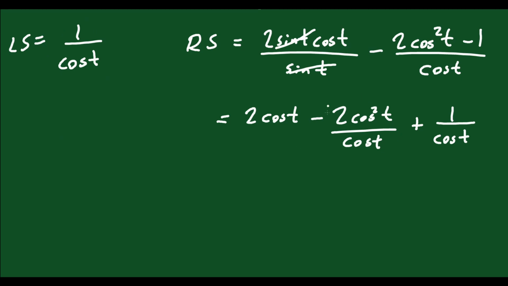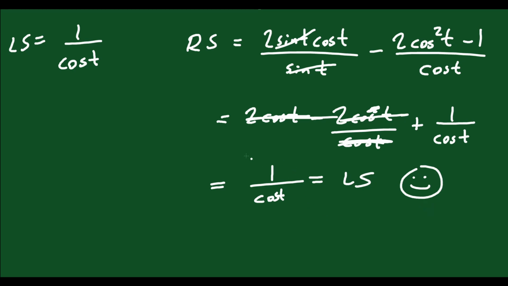Now, what's this? Well, the cos squared, one of those will cancel out with the cos t on the bottom. So I get 2 cos t minus 2 cos t. Those cancel, and I'm just left with 1 over cos t, which is equal to my left side. And therefore, that's it. I'm done. I got the same thing on both sides.